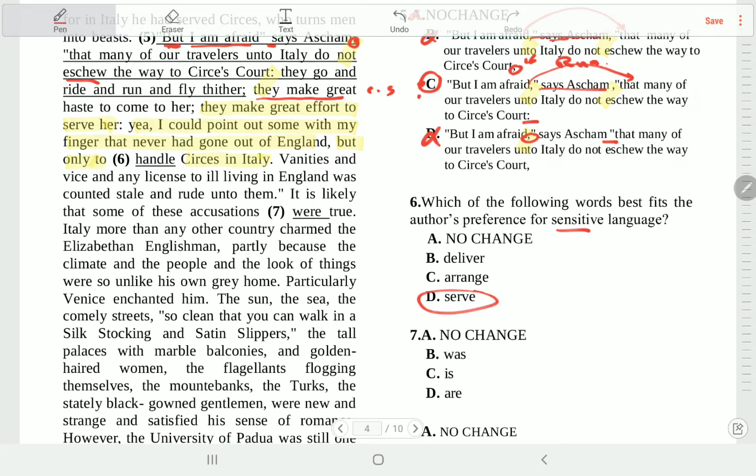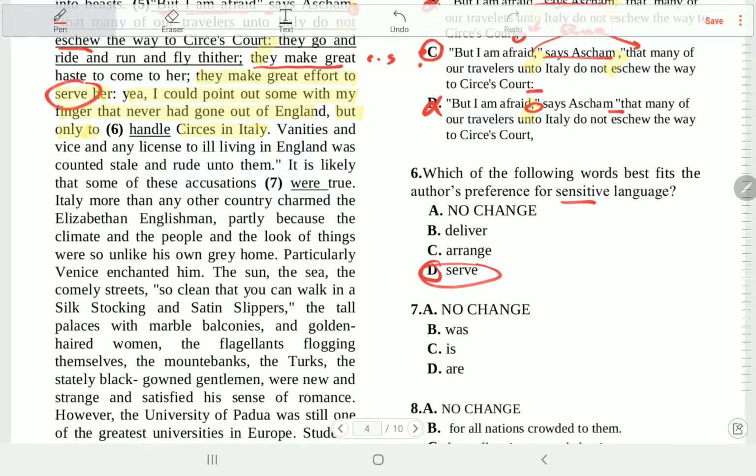Always read before it. He said before, by the way, "serve". He repeats his ideas, so plug it in. What does he do? He will serve Circe. So it's D.